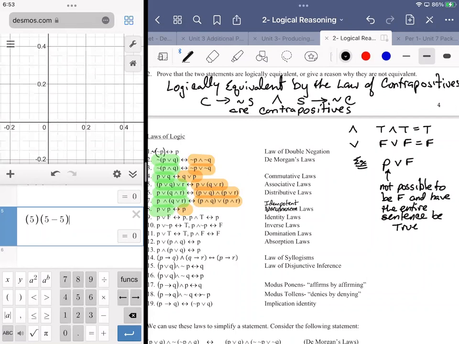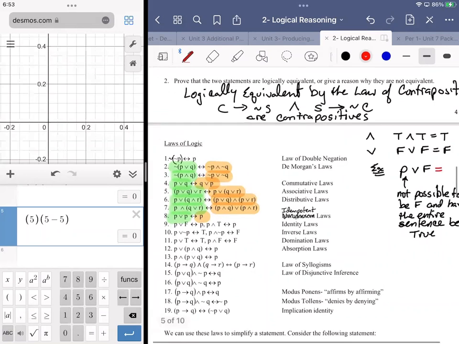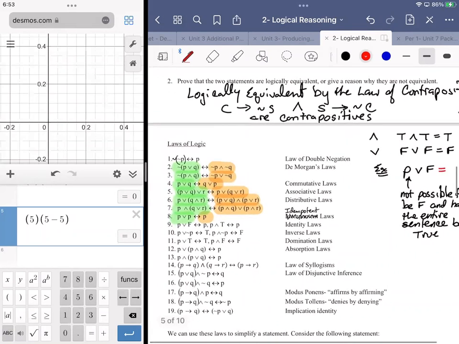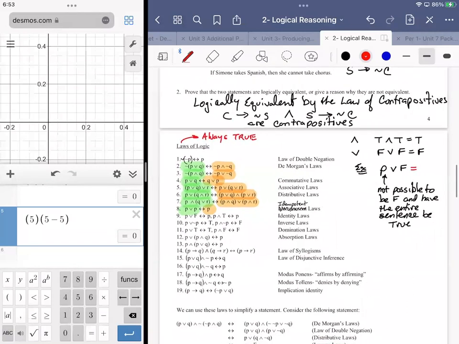All right, because we want this to be equal. We want this, it's an identity. It's a law of logic. Laws are always true. All right, so this has to be a true sentence. The only way that would happen is if P, whatever P was, was true, right?